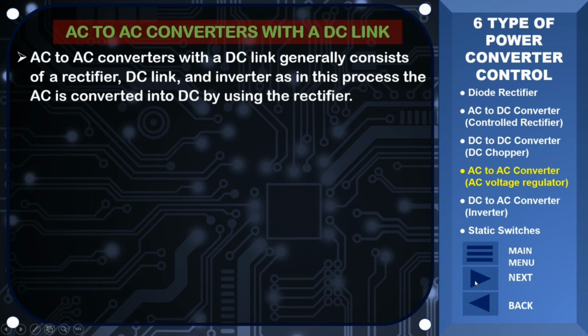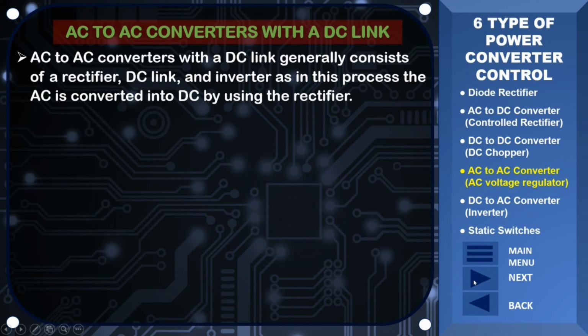AC to AC converters with a DC link. AC to AC converters with a DC link generally consist of a rectifier, DC link, and inverter. In this process, the AC is converted into DC by using the rectifier. After being converted into DC, the DC link is used to store DC power and then it is again converted into AC by using the inverter.